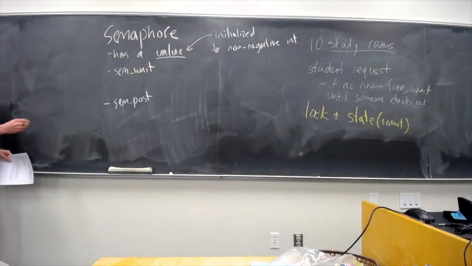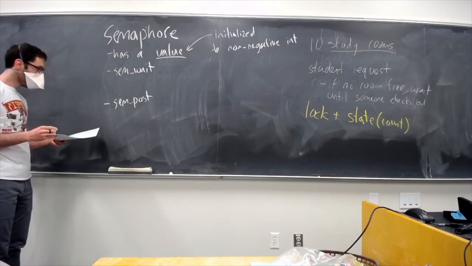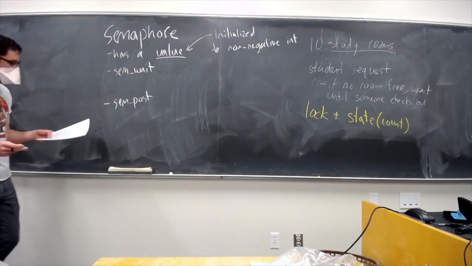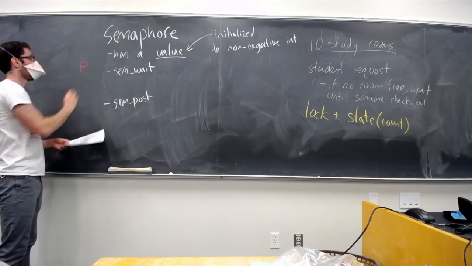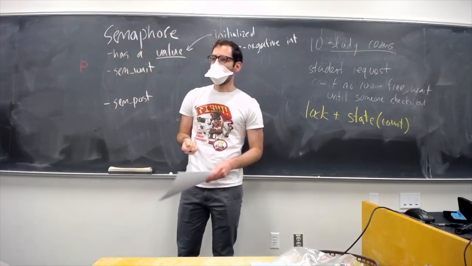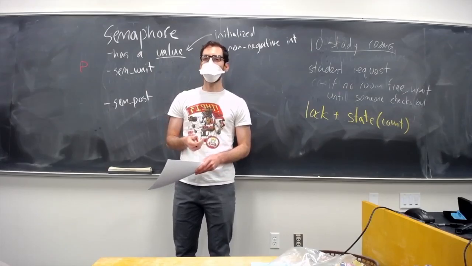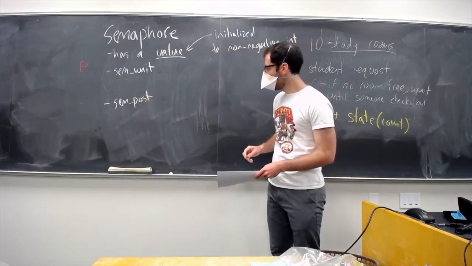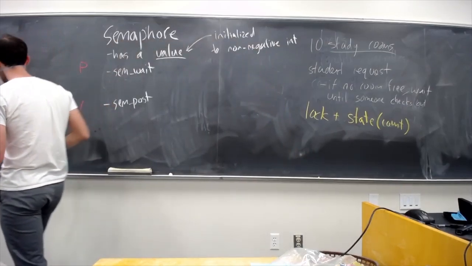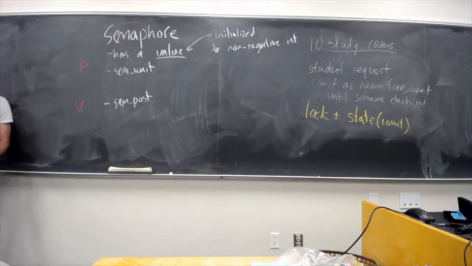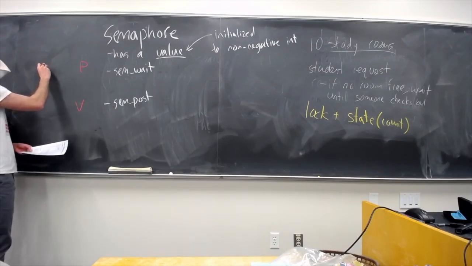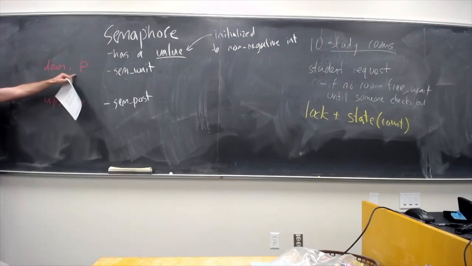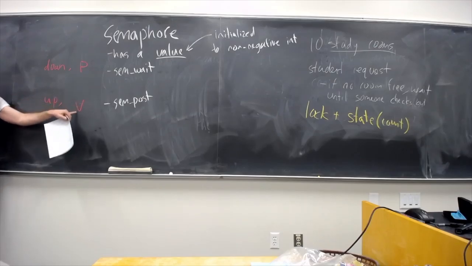Because semaphores have been around a long time, we have other names that these go by. Their traditional names would be P for wait, which comes from a Dutch portmanteau that Edsger Dijkstra came up with. He is the original creator of the semaphore, a Dutch computer scientist. So we have P and V, which come from Dutch words. Much more understandable based on what they do, you might see semaphore wait or P referred to as down, and semaphore post or V referred to as up.